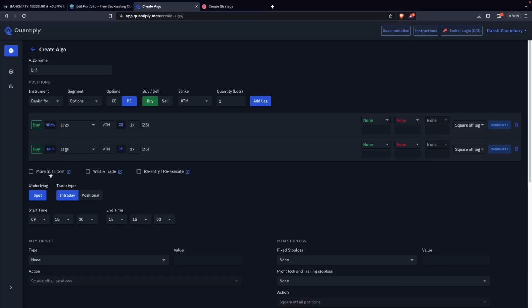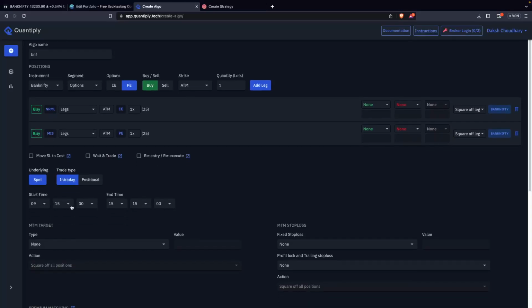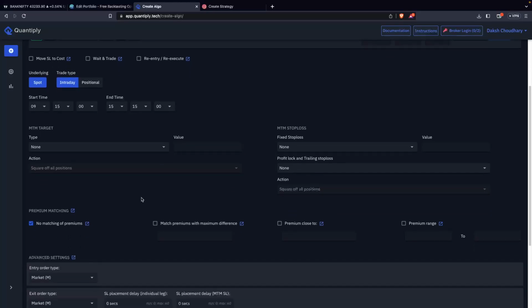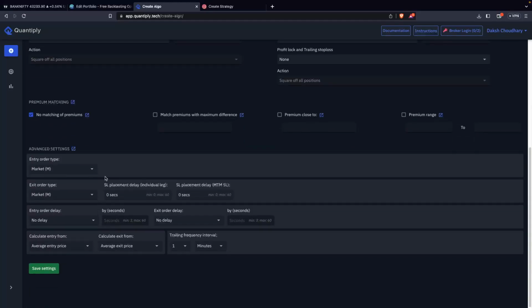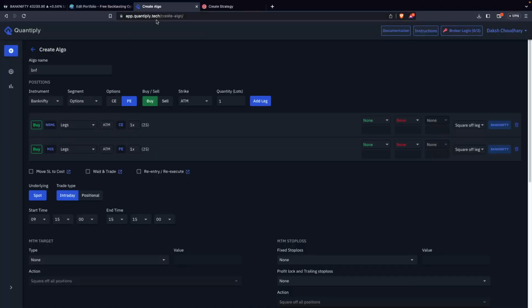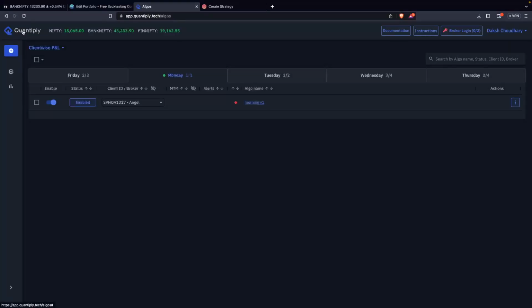Then there are other options: move SL to cost, wait and trade, re-entry, and the starting time and end time. I suggest you keep the starting time at 9:16 only. You can also set a maximum profit at which to exit the trade, and a maximum stop loss. Then you have some more advanced settings. Once you are able to create a strategy on AlgoTest, you will be able to use that strategy on Quantiply. Use the same settings you placed on algotest.com on Quantiply. Then you need to link your broker account through API.